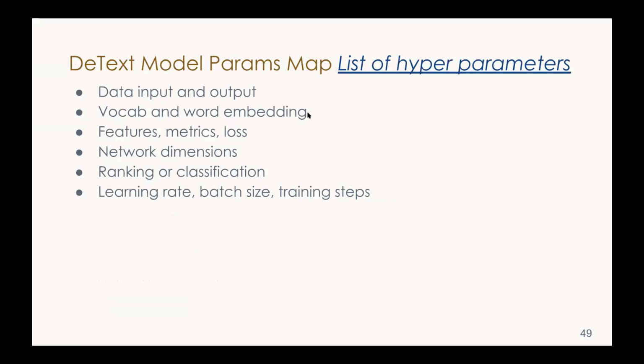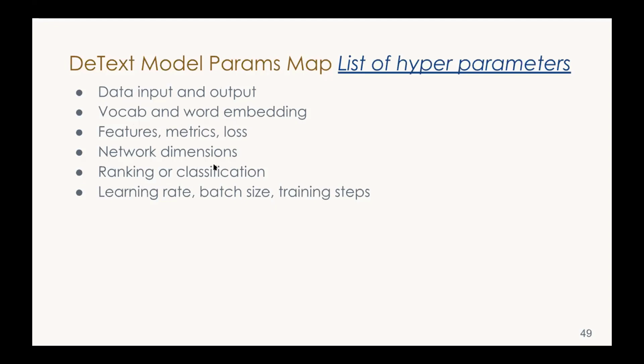And since DeText is an end-to-end framework with great flexibility, we want to allow users to define their models through the model config. So as you can see here, we open a lot of model parameters in the DeText config. Users can configure, of course, the data input and output, the vocab and the word embedding, and also features, metrics, loss, and also the network dimensions.